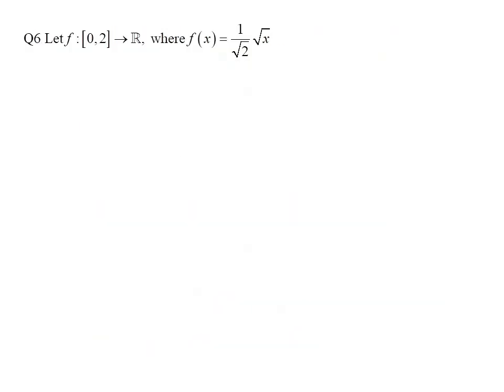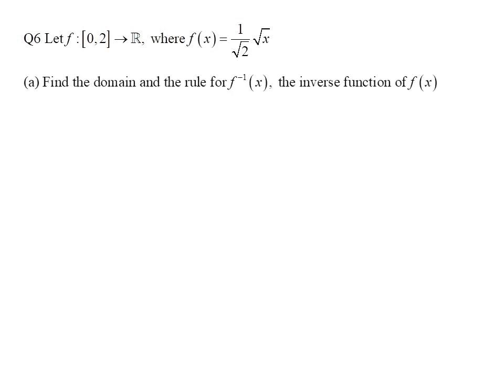The function f of x given in question 6 equals square root of x over square root 2, and its domain is in a closed interval from 0 to 2. There are three parts in this question. Part A is to find the domain and the rule of its inverse function.